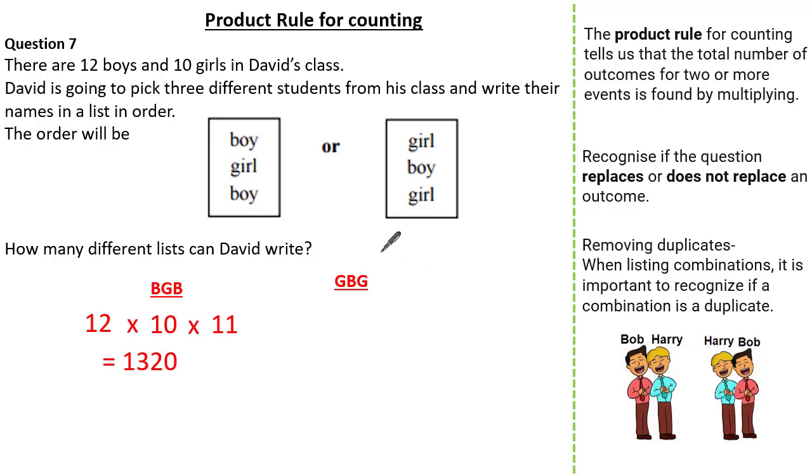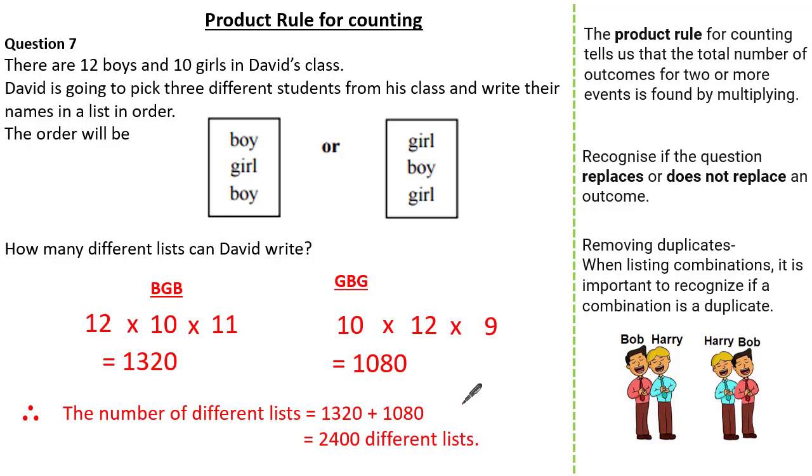Now let's look at our second set of combinations. Well, we have 10 girls that could be selected. Then we have 12 boys. And remember, a girl's already been selected, so there are only 9 girls available. This leaves a total of 1,080 combinations. Therefore, the total number of different lists is 1,320, add 1,080, giving us 2,400 different lists.